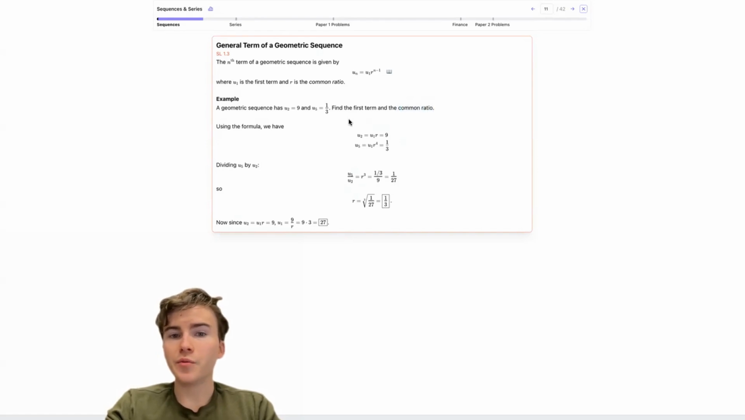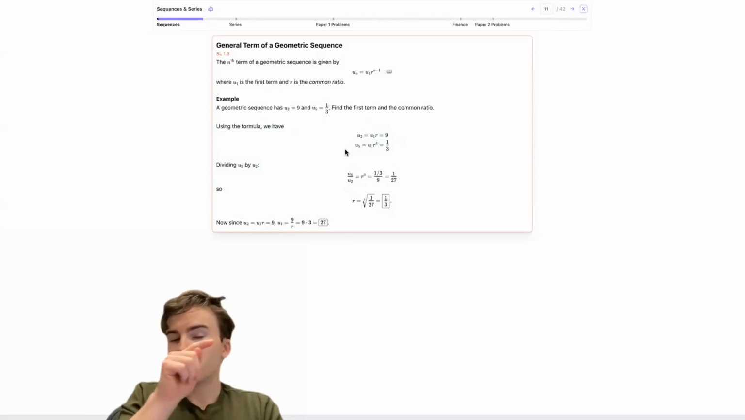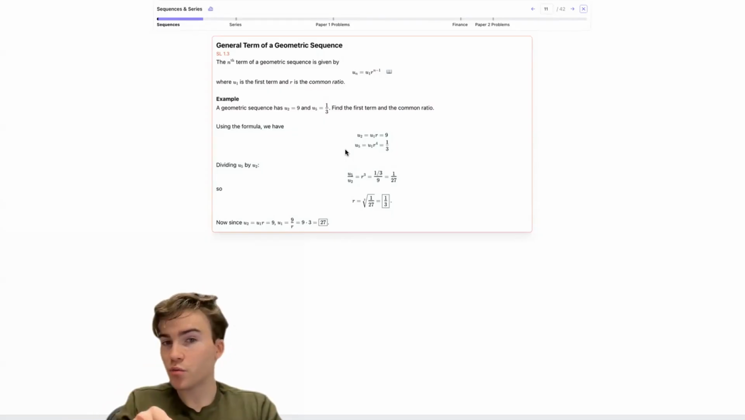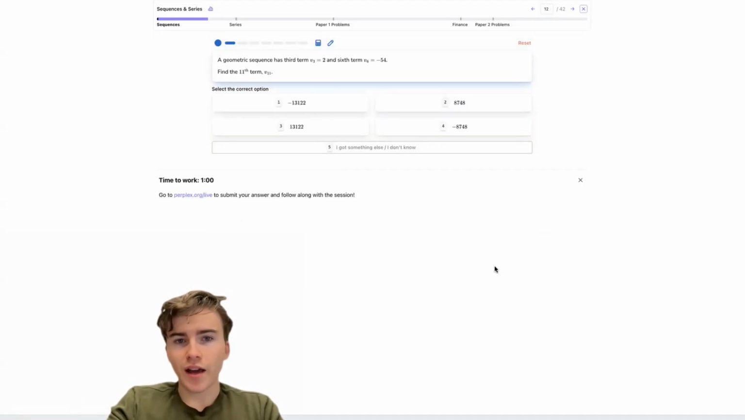And to find the first term, we just have to work backwards from the second term. If the second term was 9, that means we multiplied by r from u1 to get to 9. So u1 times r, which is 1 over 3, gave me 9. So how do I go backwards? I divide by r. So I do 9 divided by 1/3, which is the same as 9 times 3, which is 27. And I'll give you a minute to try a similar example.